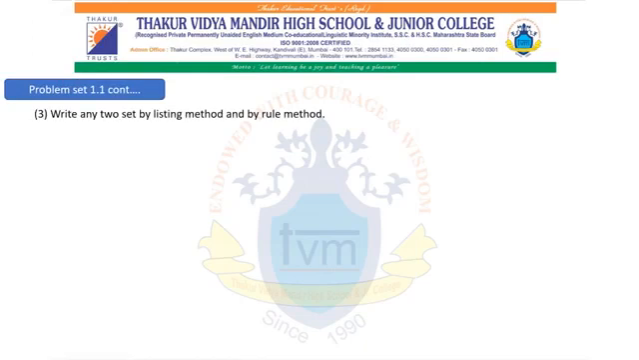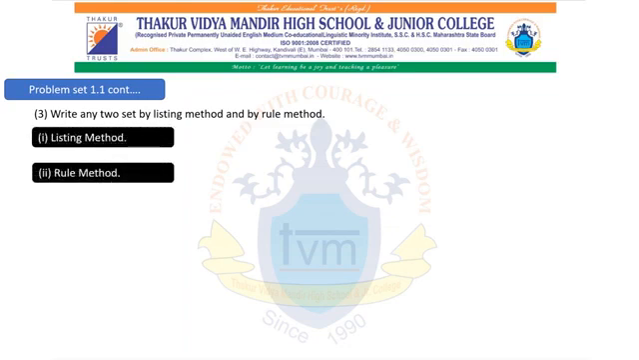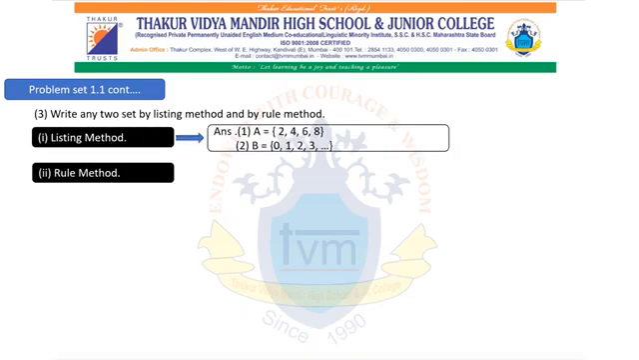Question number 3. Write any two sets by listing method or by rule method. First, for the listing method, A is a set of 2, 4, 6, 8. And second example, B is a set of 0, 1, 2, 3, dot dot dot.